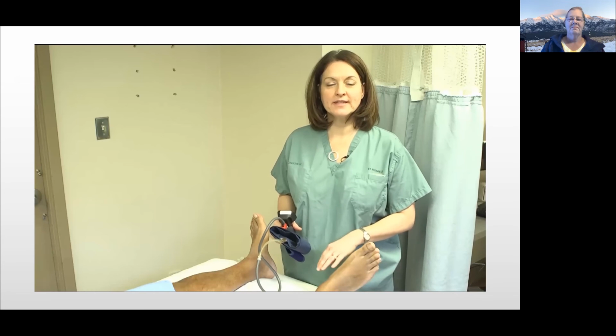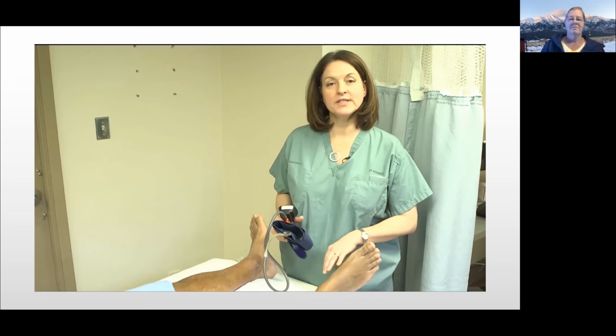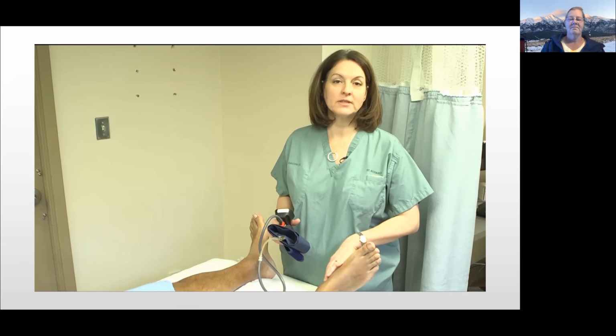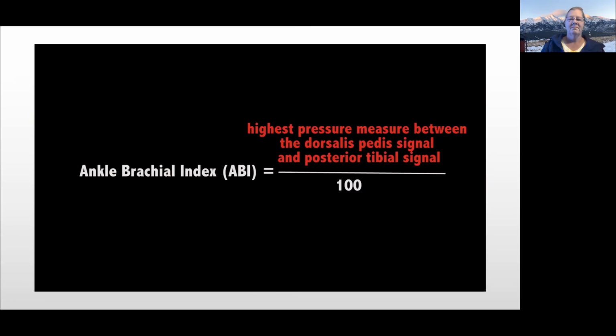Now we're going to repeat this on the other ankle. We're going to again measure the dorsalis pedis and the posterior tibial measure. We're going to take the highest measure and use that as our numerator for our calculation of the ankle brachial index.